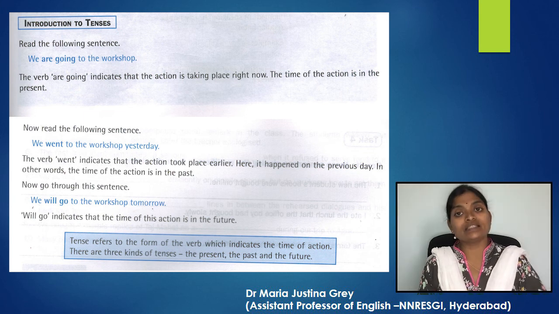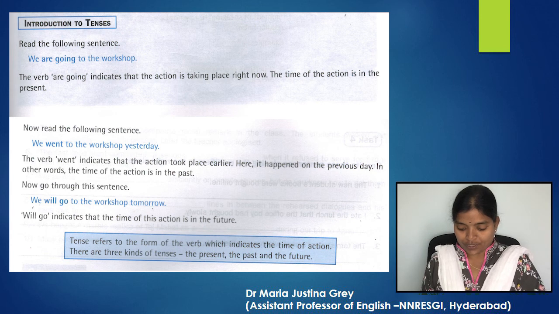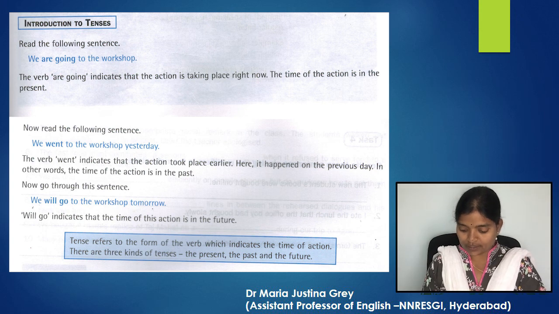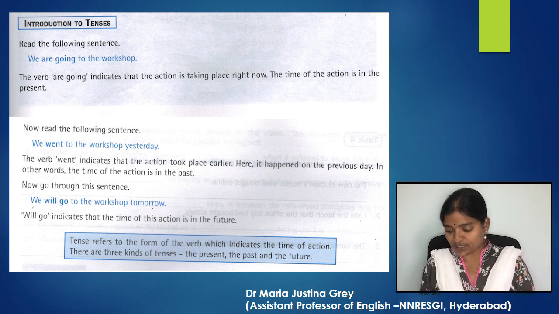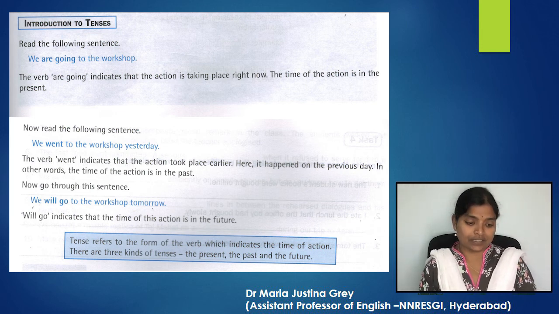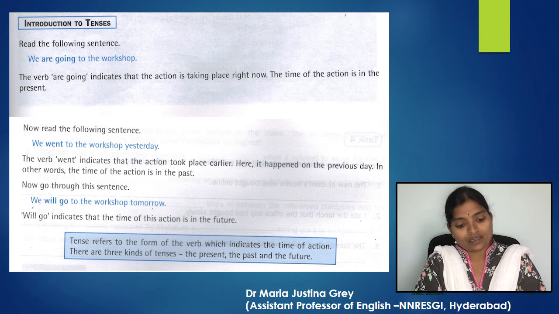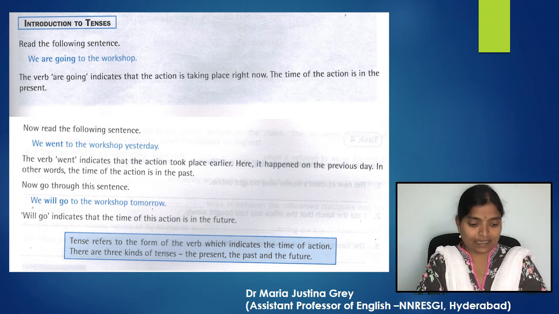Tenses. We are on page 63, Introduction to Tenses. Read the following sentence. We are going to the workshop. The verb are going indicates that the action is taking place right now. The time of the action is in the present. Now read the following sentence. We went to the workshop yesterday.